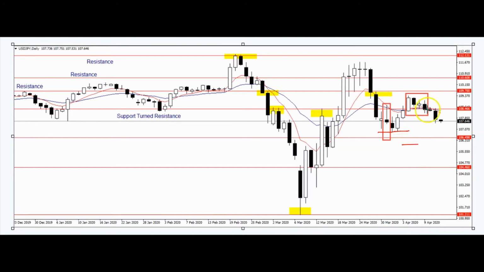But for now, until there's a clear direction either way, and to the downside, of course, I want a close below 106.498 for me to enter short. But for now, I'm going to wait and see how price plays out before I make a decision either way.